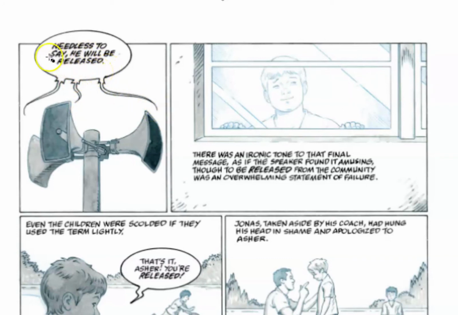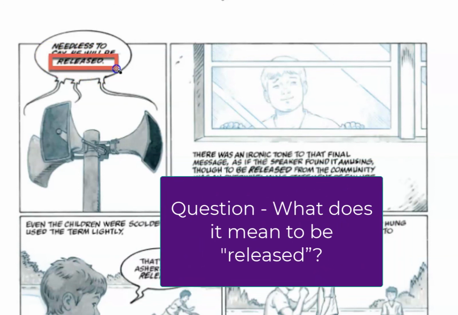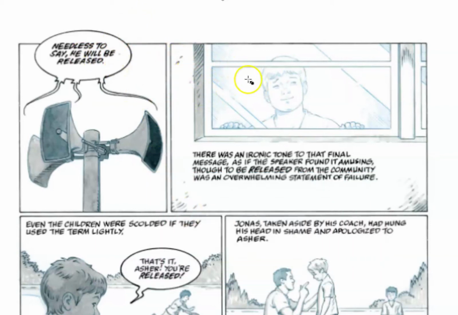Now, we don't know what released means. I mean, we know in our own lives that to release something means to let it go, maybe fire somebody or to make them go away or something. But in their instance, we don't know exactly what it means. So it could mean that this guy's going to be fired because he made a mistake as a pilot. Jonas is looking out again and it says, there was an ironic tone to that final message, as if the speaker found it amusing, though to be released from the community was an overwhelming statement of failure.